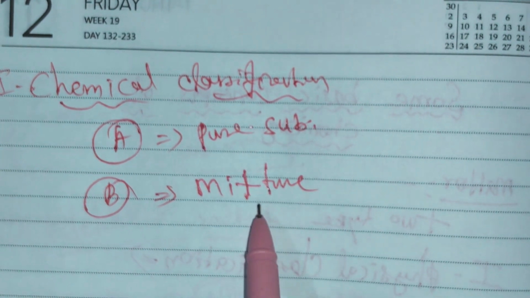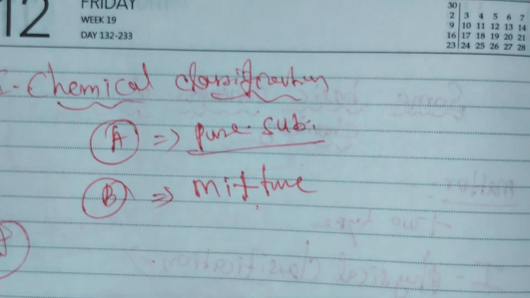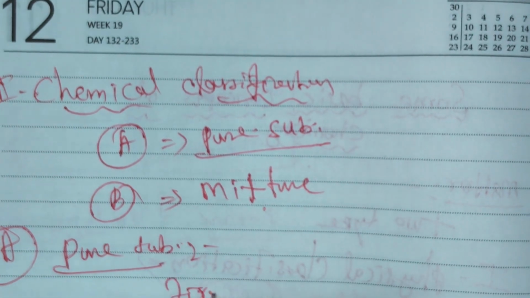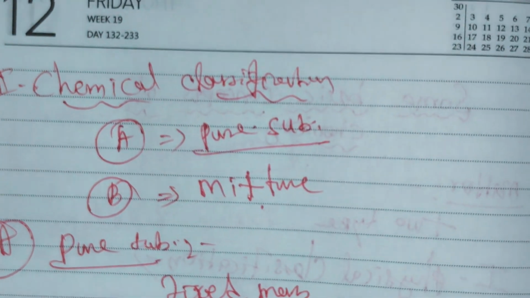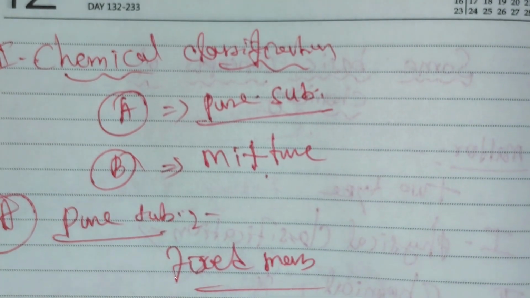So, pure substance and mixture. A pure substance has a fixed ratio of the mass of its constituents. This is the first case, the pure substance. In a pure substance there is a fixed mass ratio, a fixed ratio of masses of constituents.